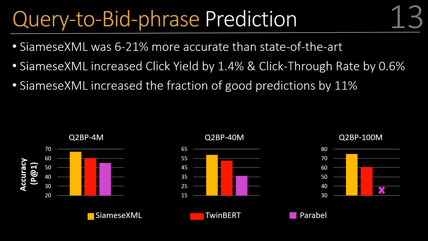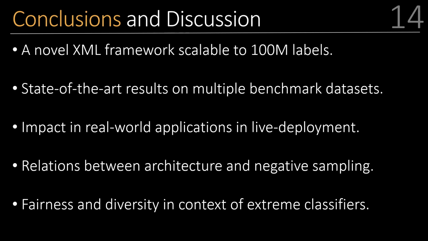Finally, SiameseXML can make predictions in a few milliseconds on a single CPU core, thus making it suitable for real-time predictions. On the other hand, in qualitative analysis, we found that SiameseXML increased the quality of predictions by 11% over the baselines. To conclude, we presented the SiameseXML framework, which not only yields state-of-the-art accuracies on public benchmark datasets, but also led to a significant gain in real-world applications.